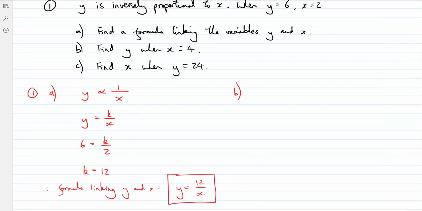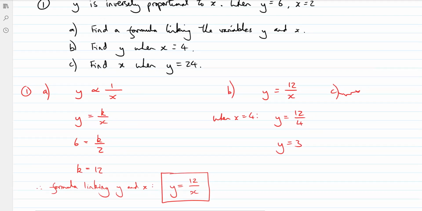And then simply part B, when x equals 4, so we're using this equation y equals 12 over x. All we do is we substitute x in, so we get 12 over 4. 12 divided by 4 is 3, so y will be 3. And part C, find x when y equals 24. So again, still using our equation, this one here still for both parts.